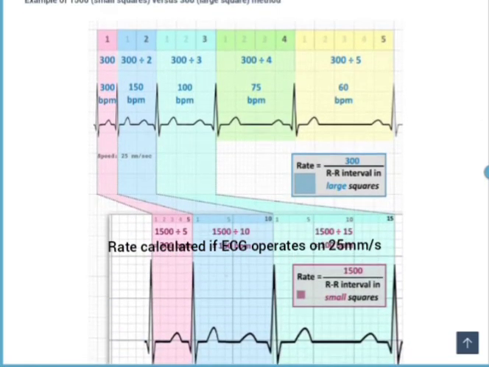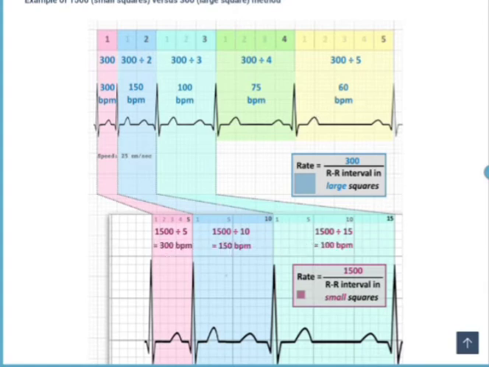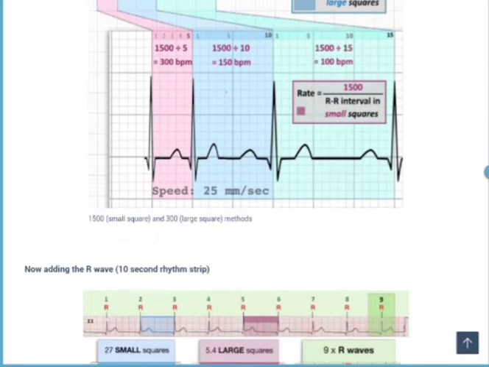For example, here two R waves are approximately one large box or 5 small boxes apart. So 1500 divided by 5 is equal to 300. Similarly, this is a formula which you can remember: if it is one large box, it is 300; 2, 150; 3, 100; 4, 75; 5, 60, right? On a 25 millimeter per second strip. That is the same, right?